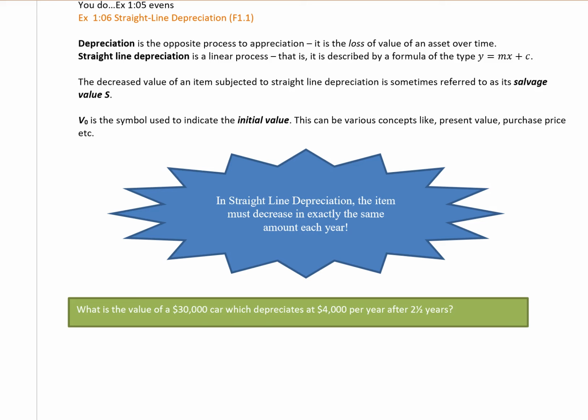So you'll look at this concept called depreciation, which is a decrease in value. Appreciation, increase; depreciation, decrease. Like I just said, there are two methods for calculating depreciation of an item, and that covers exercise 106 and 107. The method that we're going to use in 106 is called the straight line method.